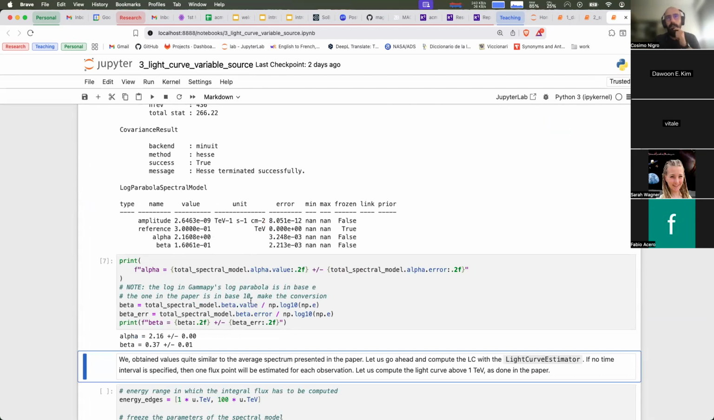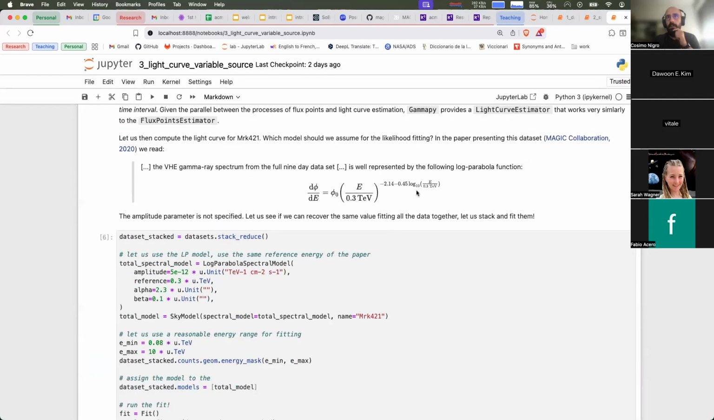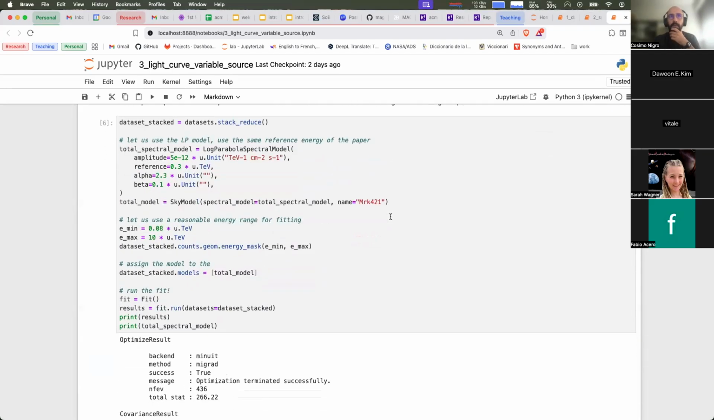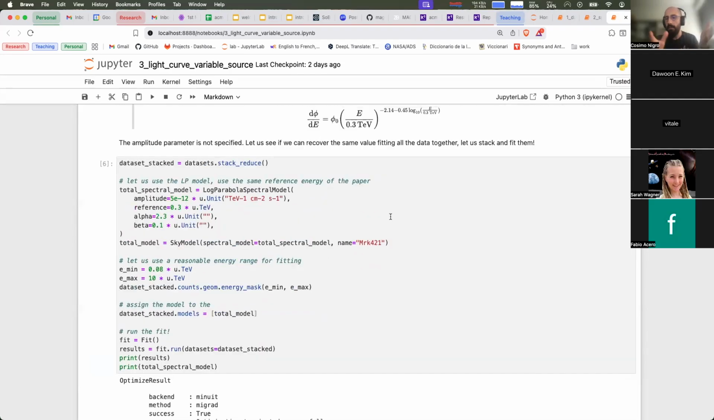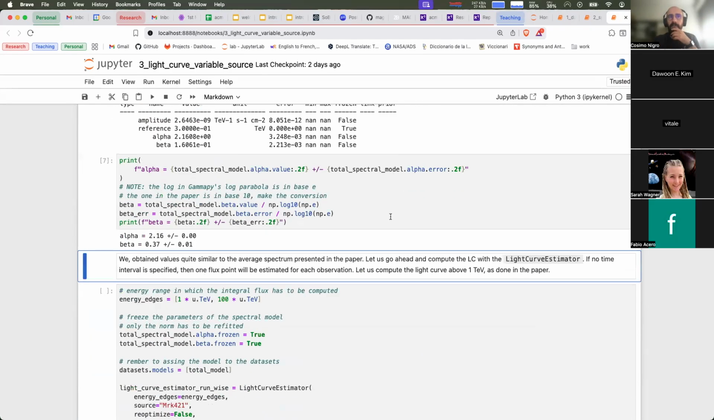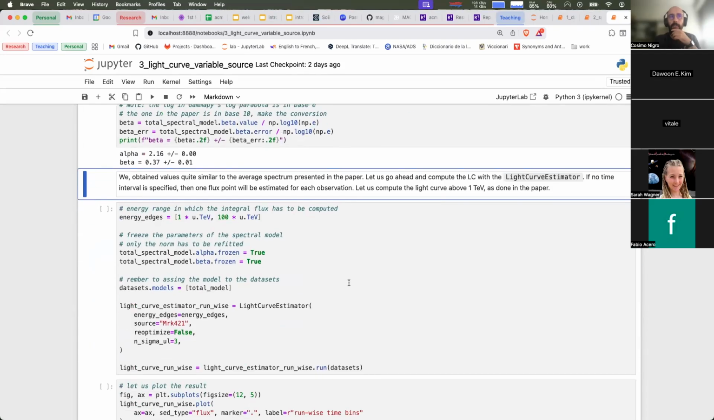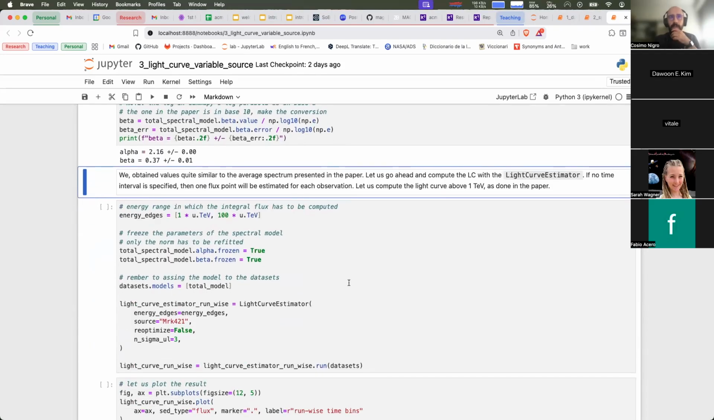Here, I just did a minor conversion because the logarithm in the MAGIC paper is a logarithm in base 10, and the logarithm in the gammapy log parabola is the natural logarithm, let's say base e, okay? Take all the data together, obtain some average spectrum, and now we perform the light curve estimation, okay?